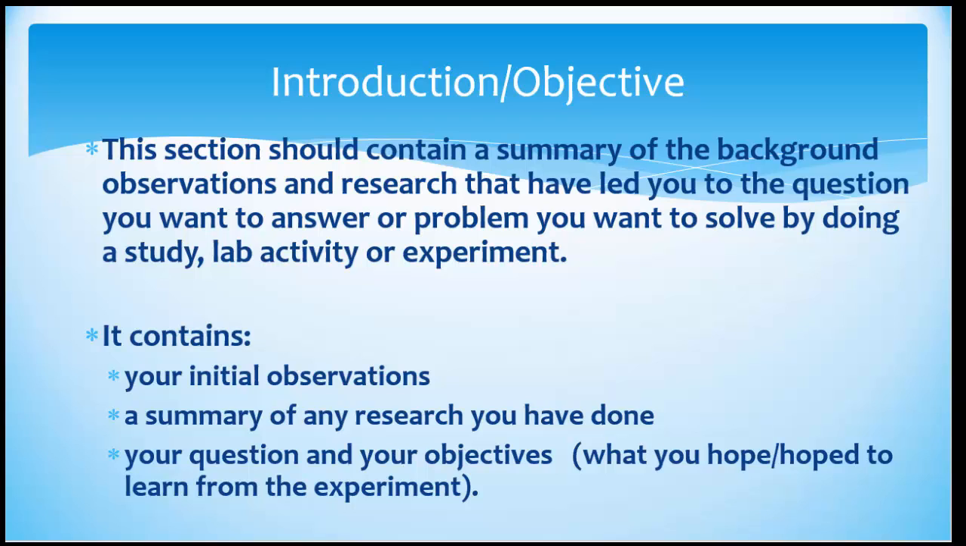The first section is the introduction and objective. In this section, you should probably have a summary of the background observations and research that led you to the question you want to answer or the problem you want to solve by doing your study, your lab activity, your experiment, whatever it was that you were doing. You should have at least your initial observations, summary of any research you've done up to that point, and then your question and your objectives. So basically, you're trying to tell me what were you trying to do in this experiment.